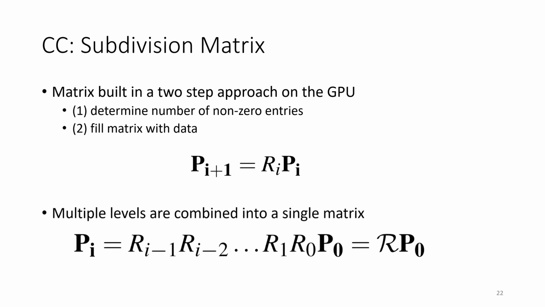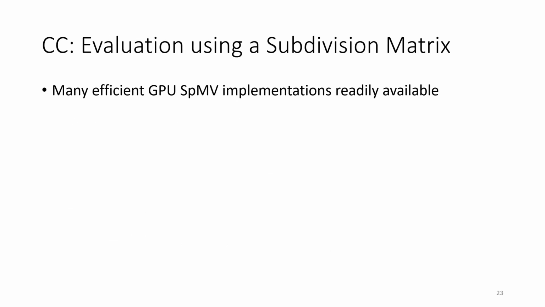Most of the time, we want to perform multiple iterations of subdivision instead of just a single one. We can simply multiply the individual subdivision matrices to get a single matrix that performs several iterations in one shot. So now that we have a subdivision matrix, we want to use it to perform the evaluation of vertex data.